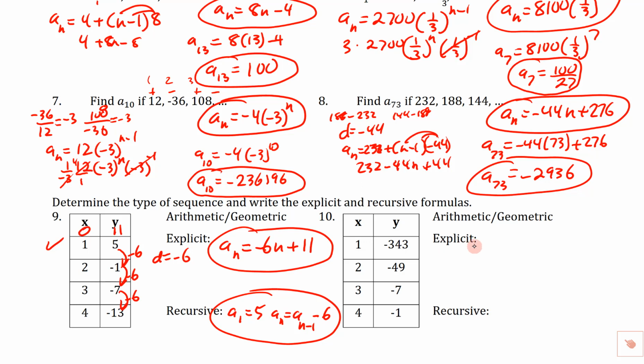Okay, let's take a look at this one. If this one was arithmetic, we could probably take a bet that this one's going to be geometric, and you can kind of see that it's got to be.